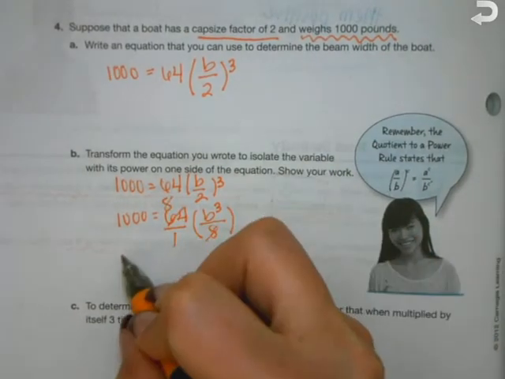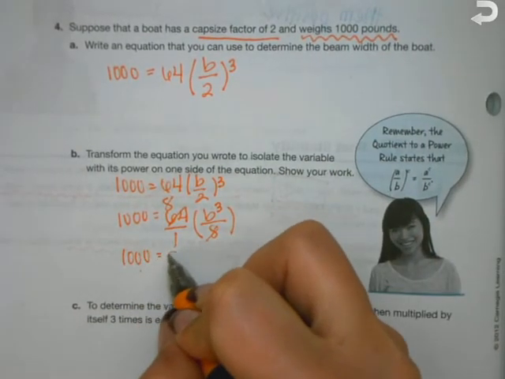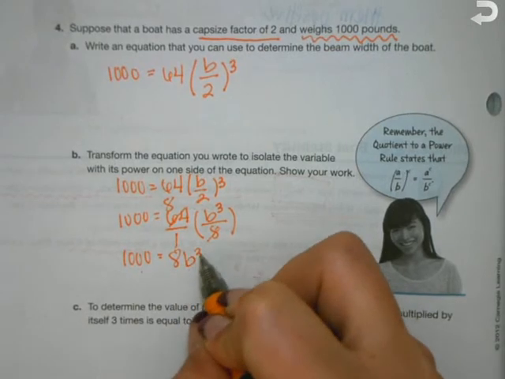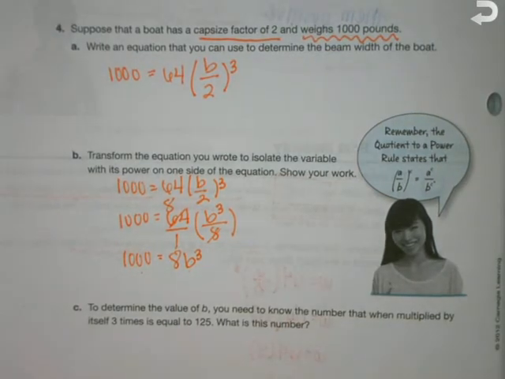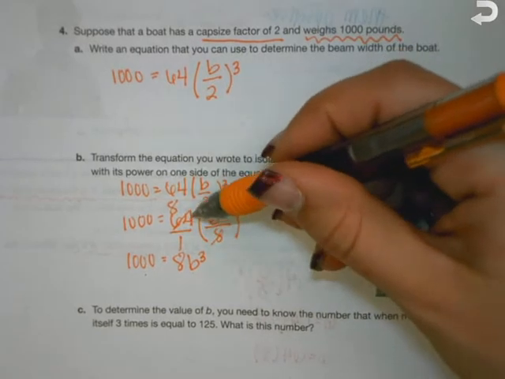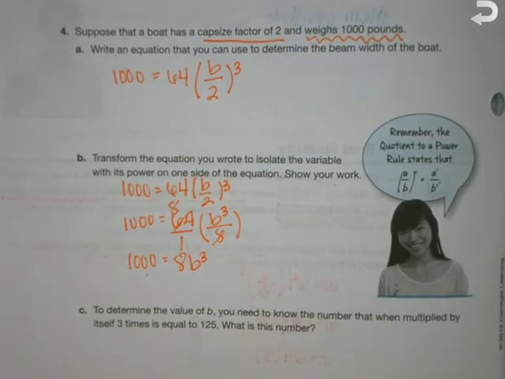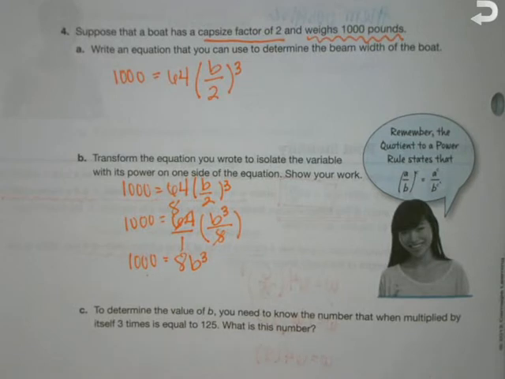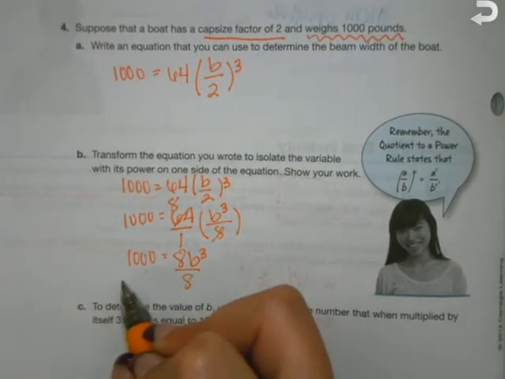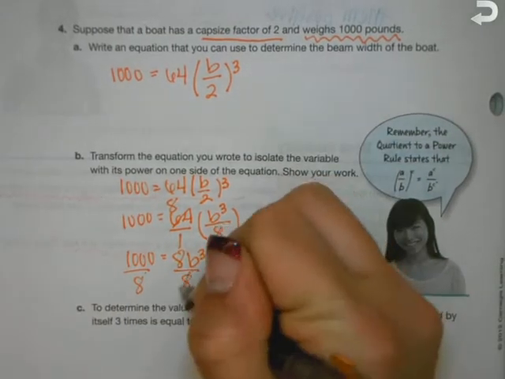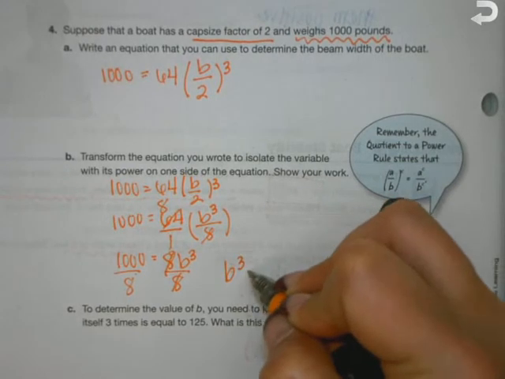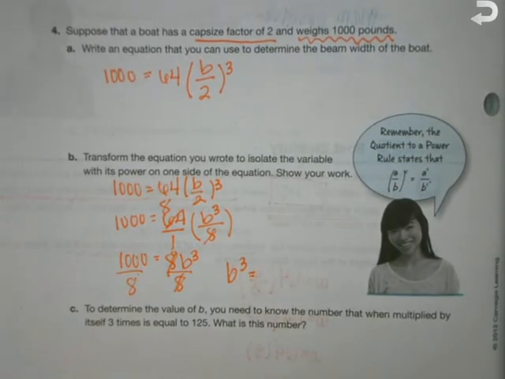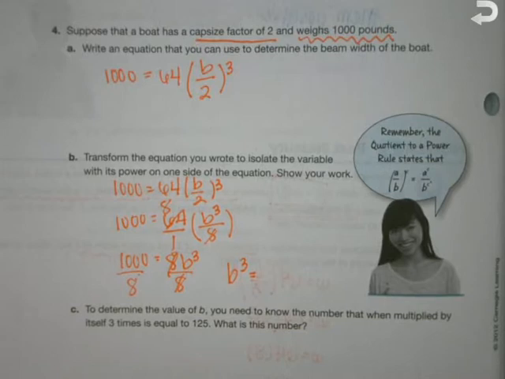So this is 1,000 equals 8b cubed, yes? All I did was cross-reduce because these two numbers will reduce. So 8 over 1 times b to the third is the same as 8b to the third. What would you do to get b to the third by itself? Divide both sides by 8. So that gives me b to the third equals what? How many times does 8 go into 1,000?